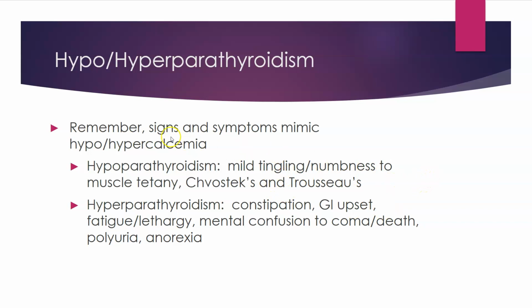So remember that the signs and symptoms can mimic hypo or hypercalcemia. And so remember those checks for that for Chvostek's and Trousseau's. You might have some mild tingling, numbness through the muscles, and muscle tetany with this. So that's if it's low. If it's too high, you can get constipation, GI upset, fatigue, lethargy, confusion, coma, death, polyuria, and anorexia.